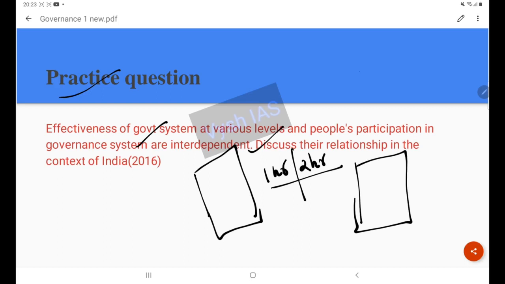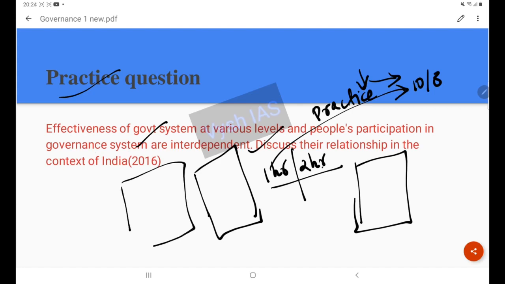After that, progressively you can reduce the time, and when the real exam approaches, you have to write it in 10 or 8 minutes. To reduce this 1 hour to 10 or 8 minutes requires practice. So daily practice at least 2 or 3 questions. You can attempt this question, and in the next class I can give a template answer for this. You can also refer to the topper's answer sheet, so that you get clarity on how the UPSC standards are set.